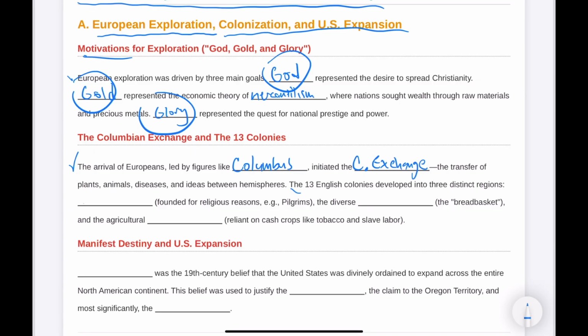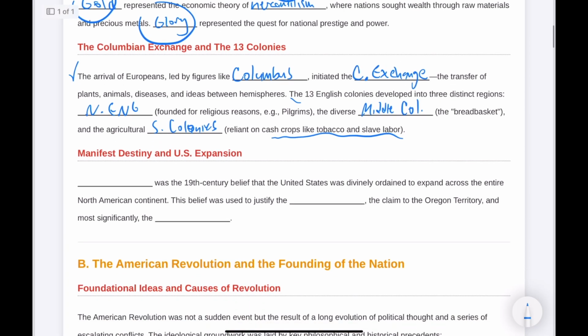First, we had New England, and this was founded for religious reasons. Second, we had the diverse Middle colonies. And then third, we also had the Southern colonies, who relied on tobacco and slave labor for their economy.